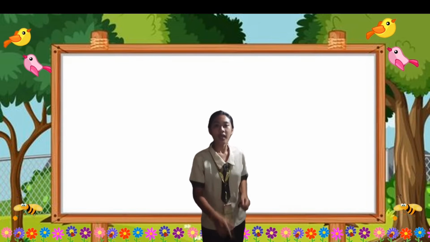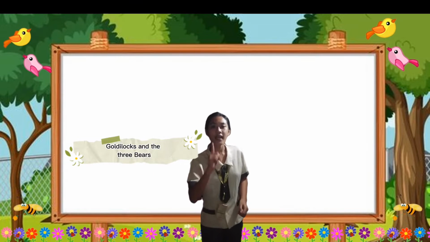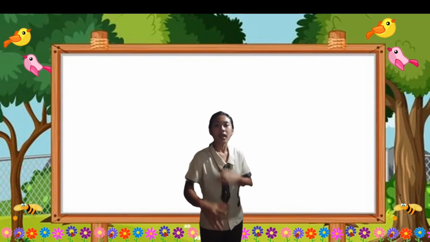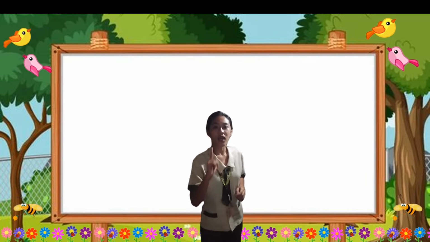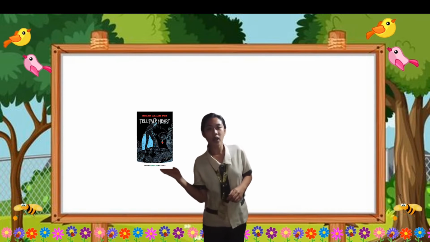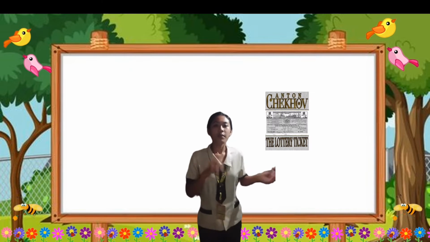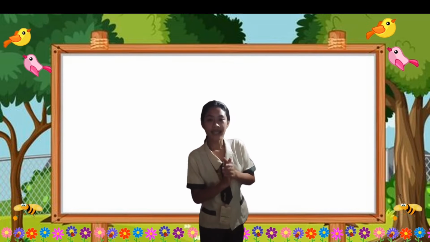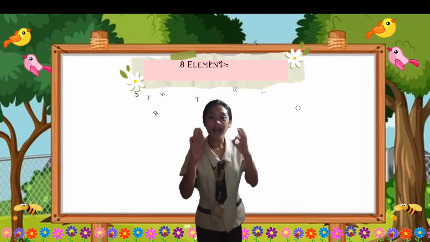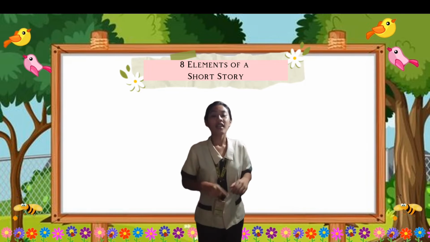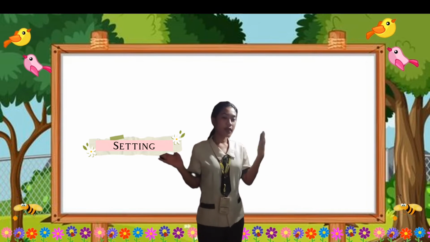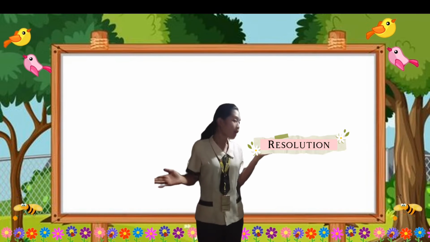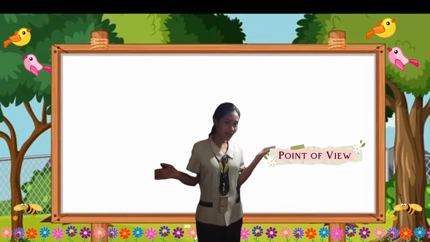An example of a short story is Goldilocks and the Three Bears. It is certainly one of the most famous examples of a short story. Other tales, such as Edgar Allan Poe's The Tell-Tale Heart and The Lottery Ticket by Anton Chekhov, also fall in this category. Class, now let's proceed to the 8 elements of a short story, starting with the setting, the characterization, the plot, the conflict, the climax, the resolution, the theme, and the point of view.